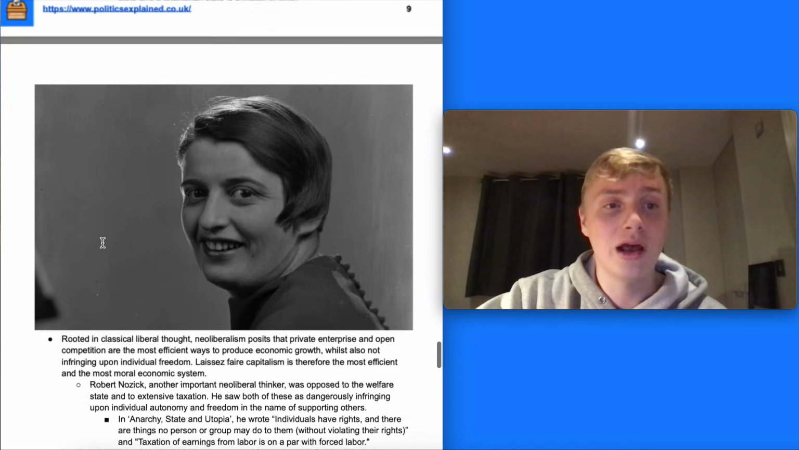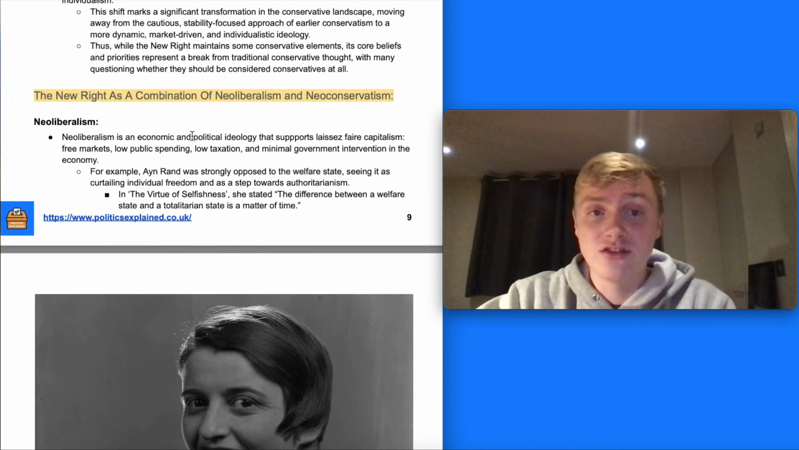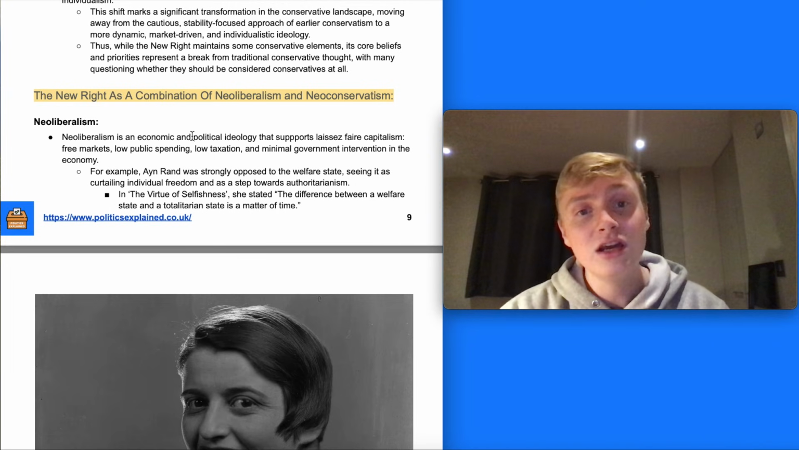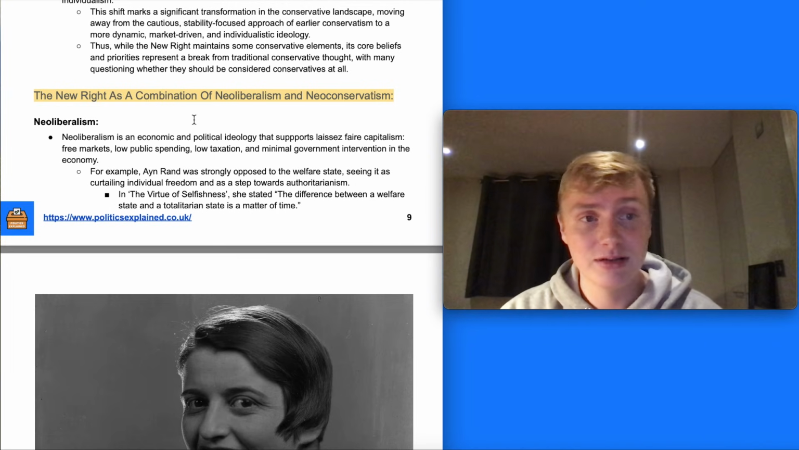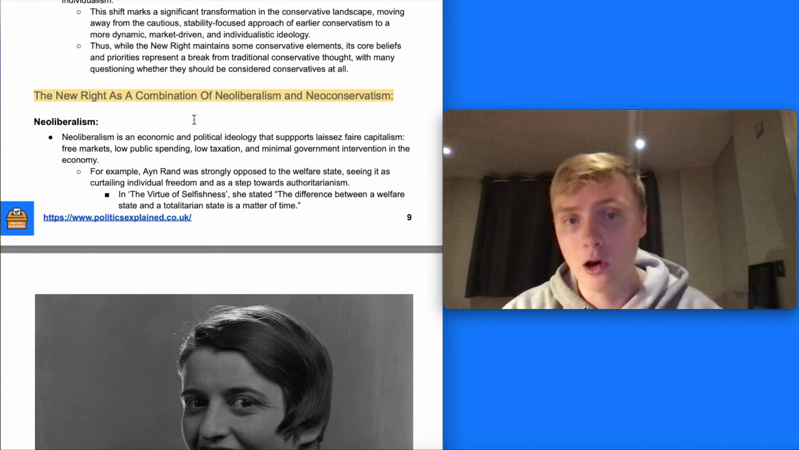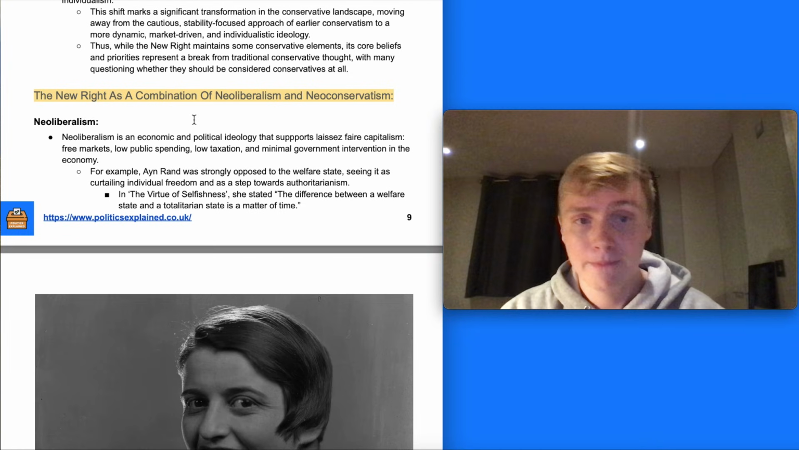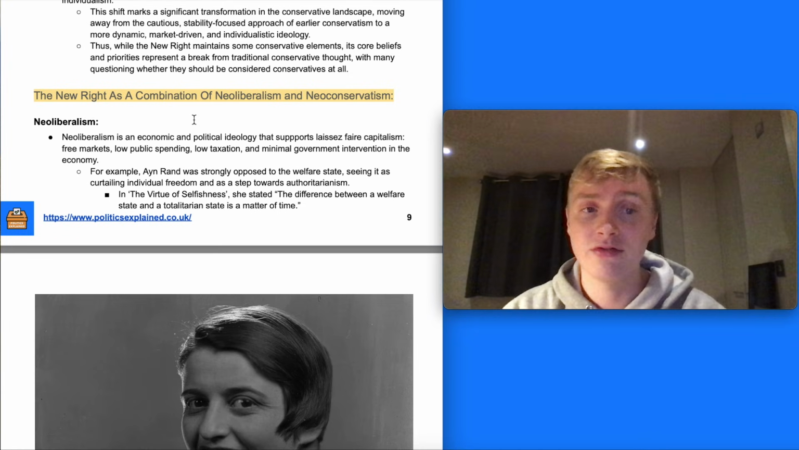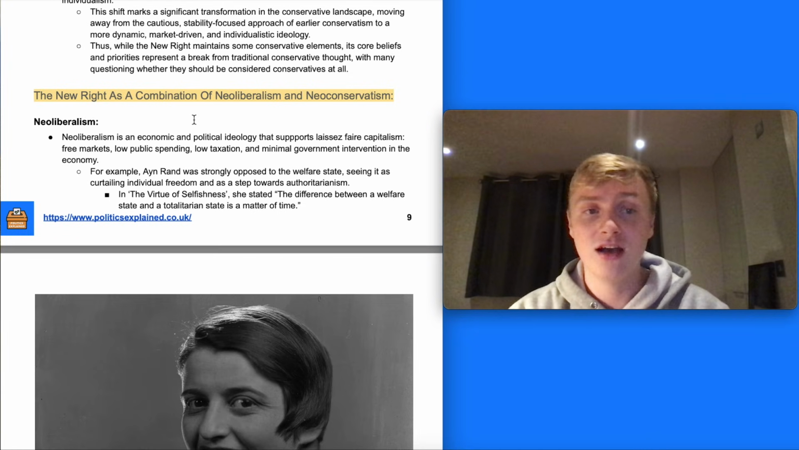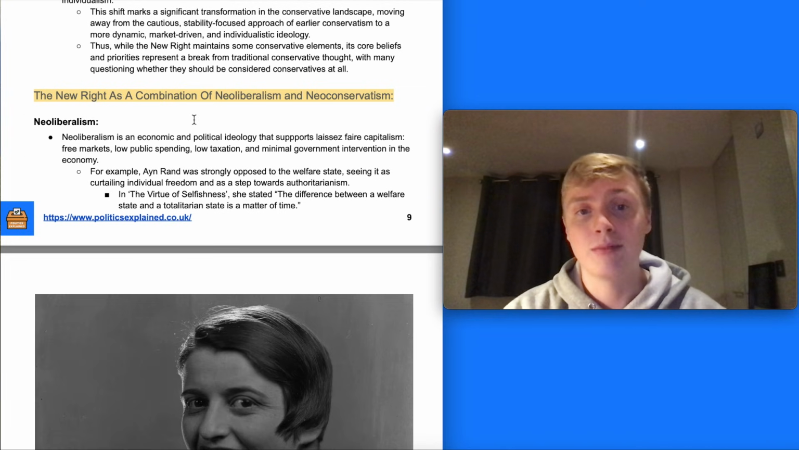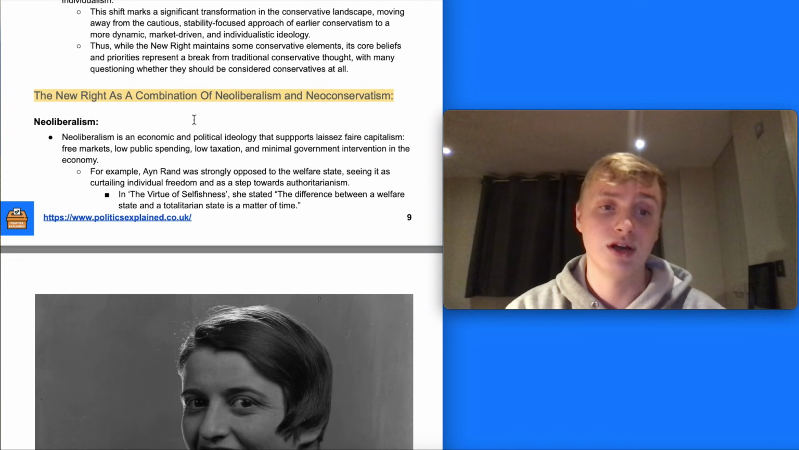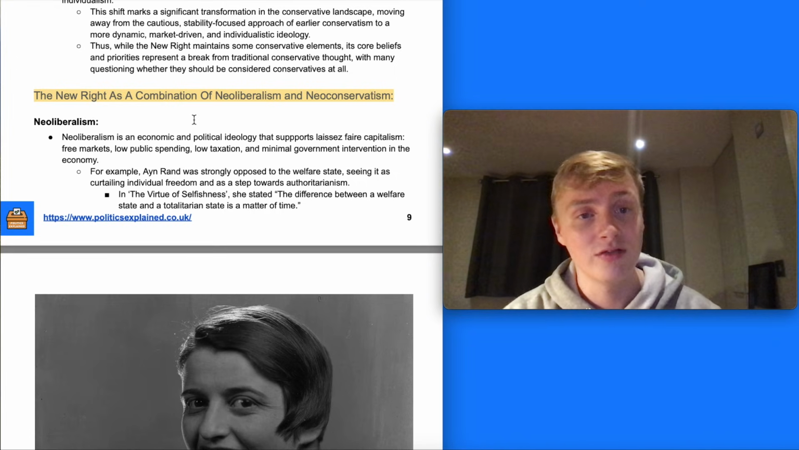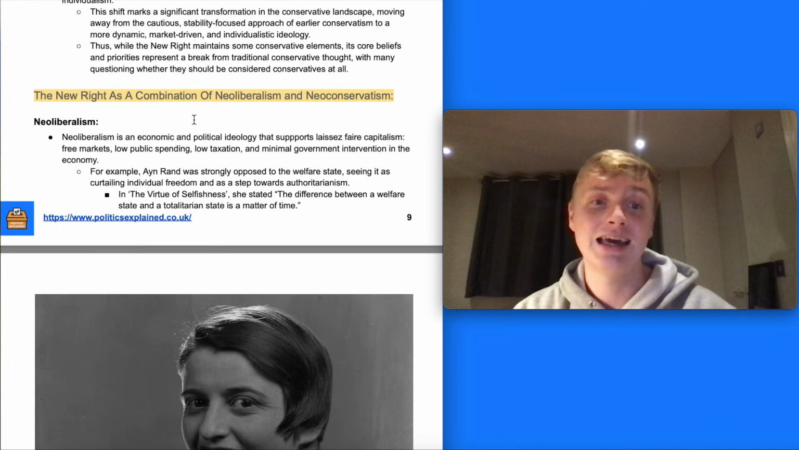Just going to now have a quick look at the New Right as a combination of neoliberalism and neoconservatism. So neoliberalism is an economic and political ideology that supports laissez-faire capitalism, free markets, low public spending, low taxation, and minimal government intervention in the economy. Ayn Rand, for example, is strongly opposed to the welfare state, seeing it as curtailing individual freedom and a step towards authoritarianism. She said in The Virtue of Selfishness, one of her key texts, "The difference between a welfare state and a totalitarian state is a matter of time."